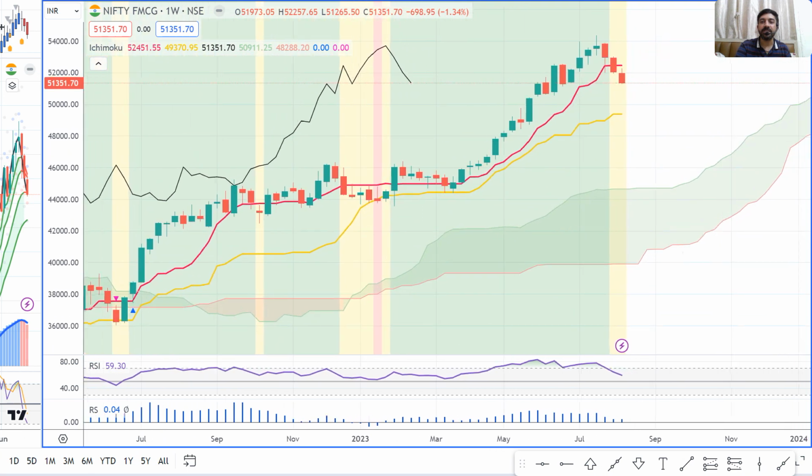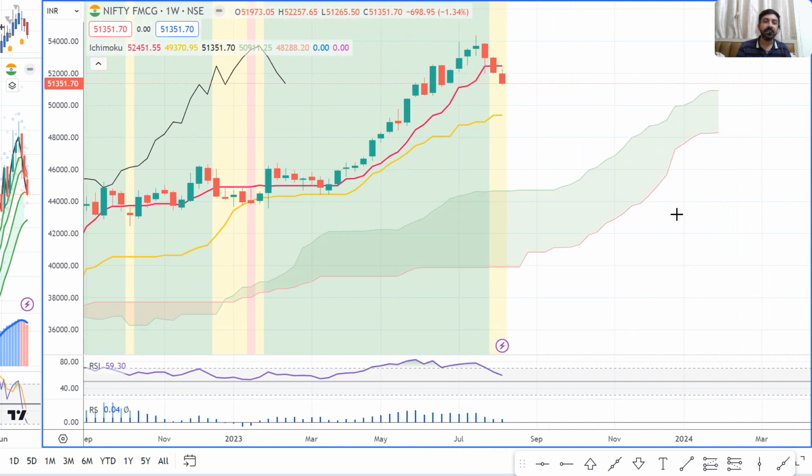FMCG, as you can see, is another sector like financials, which is weakening, not a sector to place long bets for sure.